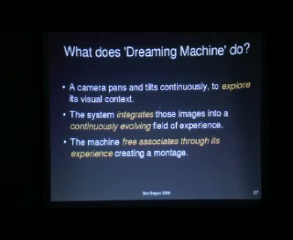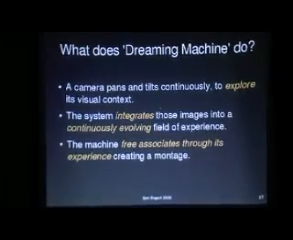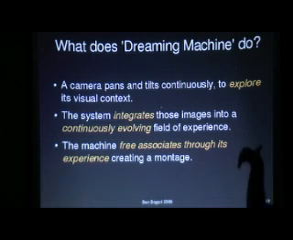So what does Dream Machine actually do, which I kind of talked about with the Memory Association Machine? There's a camera that pans and tilts continuously to explore its visual contents. The system integrates those images into a continuously evolving field of experience, which we saw with the memory field maps. And then the machine free associates through those experiences by associating one image with the image next to it, which is associated with the image next to it, and next to it, and so on, creating a trajectory or a pathway through memory.